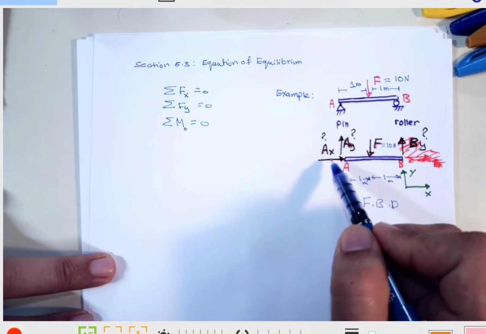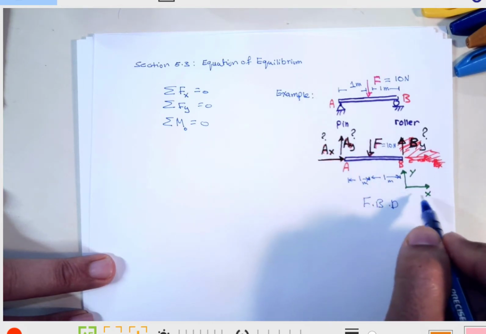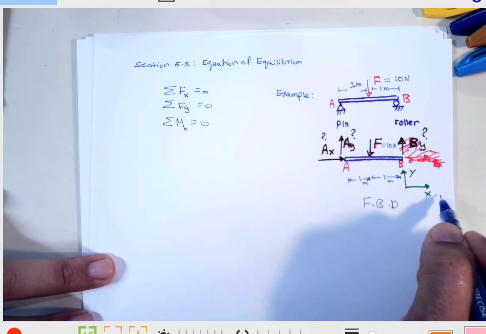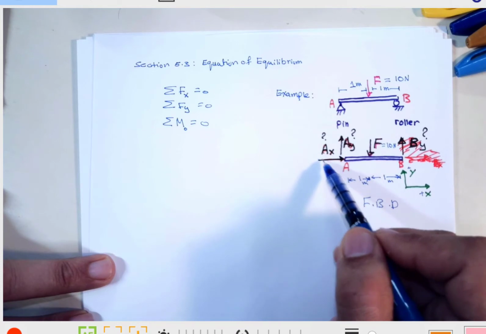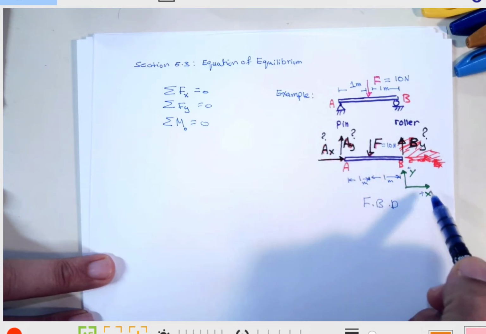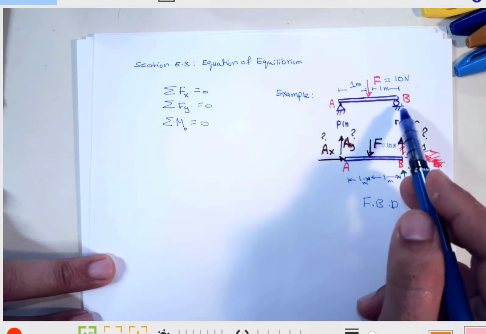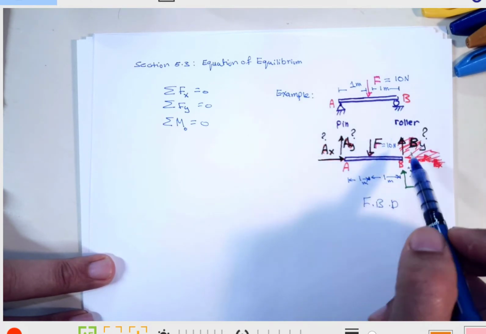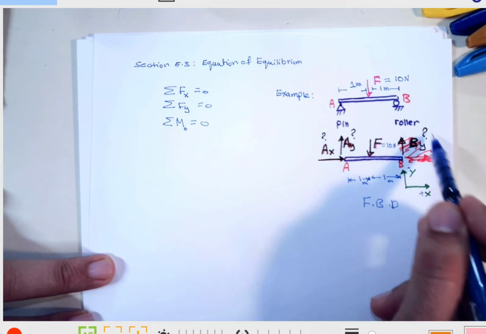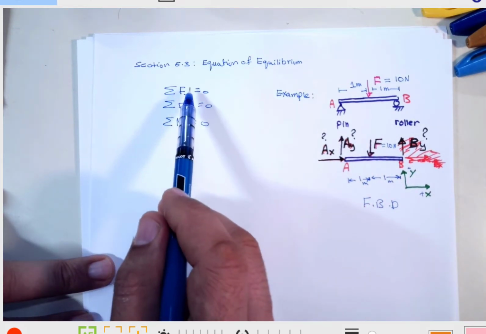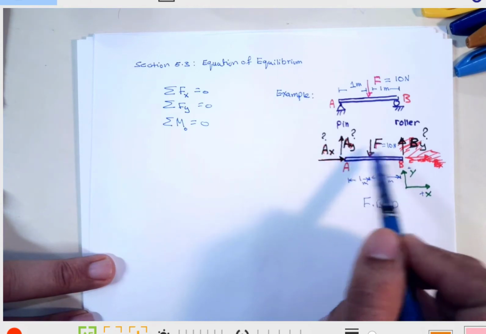For the pin, we have two unknown reaction forces, Ax and Ay, and you can see here I chose my coordinate system to be positive X to the right and positive Y upward. Also, notice that I chose my unknowns to follow this coordinate system, so Ax to the right and Ay upward, as well as the normal reaction force at the roller, perpendicular to the surface over here, so it's By. So we have three unknowns. Now applying the equilibrium equations will help me find these unknowns.